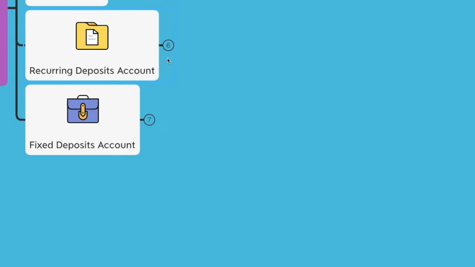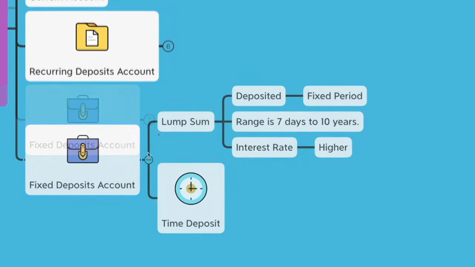The fourth type of account is the fixed deposit account, what you popularly call FD. A lump sum of money is deposited for a fixed period of time. For example, say you have 20,000 rupees with you and you want to put it in a fixed deposit account. So you put the entire 20,000 at once in the fixed deposit account. Now you can withdraw this from 7 days to 10 years. Okay, between that you can withdraw anytime.